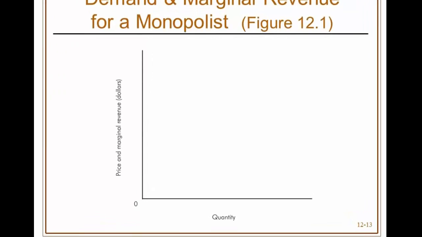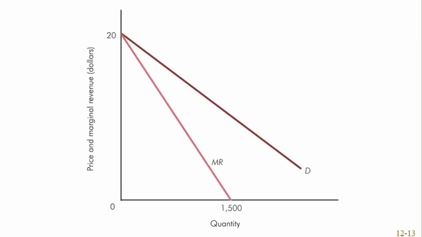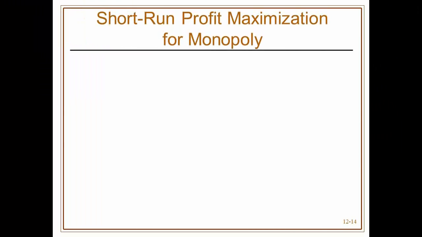So here's our graphical setup. We've got the price and marginal revenue, the dollar amount, on the vertical axis, and quantity on the horizontal. Here's our market demand curve, also the monopolist's demand curve. The marginal revenue is always less than the price. Well, again, the price is what the demand curve is, and the marginal revenue is less than that. So one way you can demonstrate that is by the marginal revenue curve being lower than the demand curve. When the demand curve was horizontal, the marginal revenue line was essentially right on top of the demand curve. They were the exact same line.